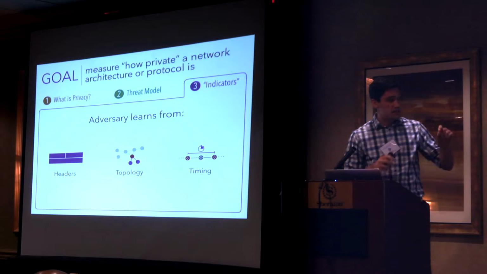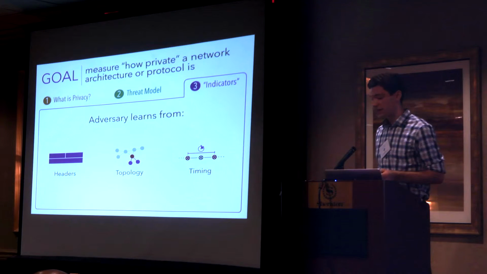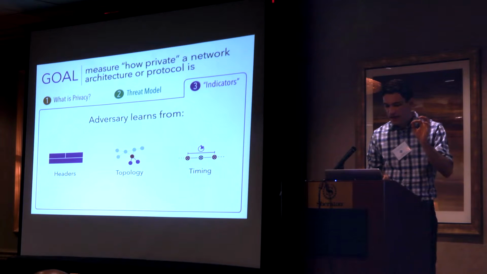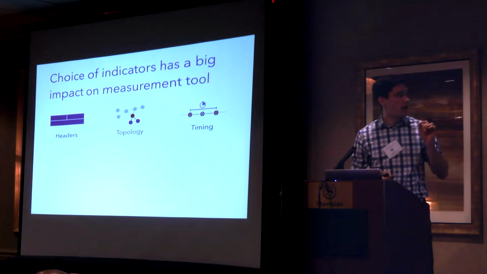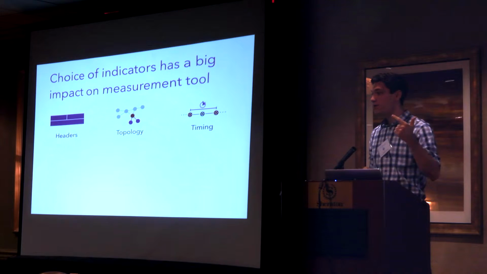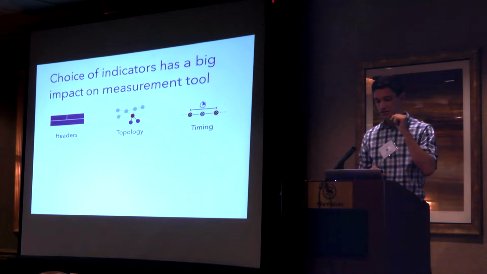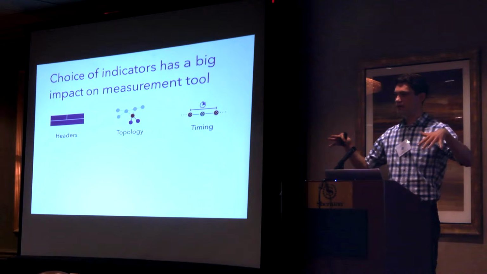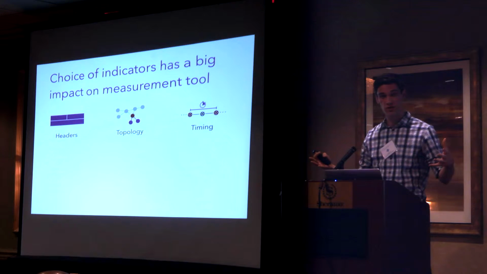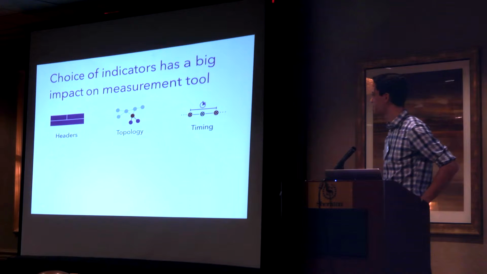Now, these indicators turn out to be a really important topic, because the indicators that you choose to consider in your measurement tool have a big impact on what your tool can measure and how your tool operates. So these indicators, in a way, I like to think of them as sort of defining the solution space, or at least one dimension of the solution space for privacy measurement tools.